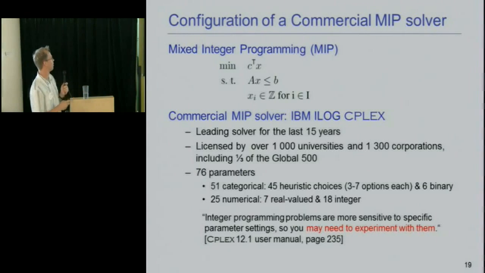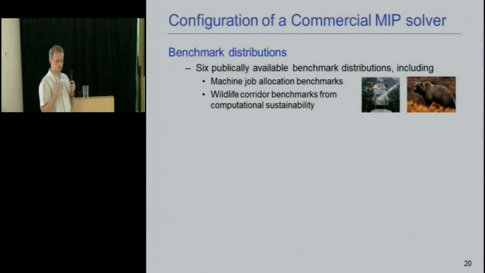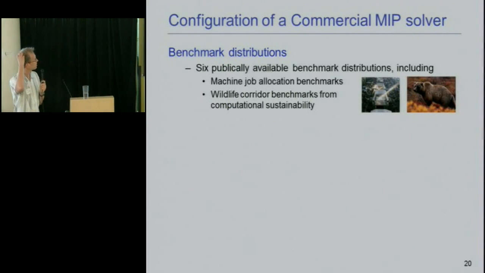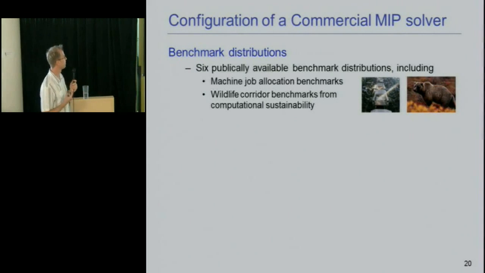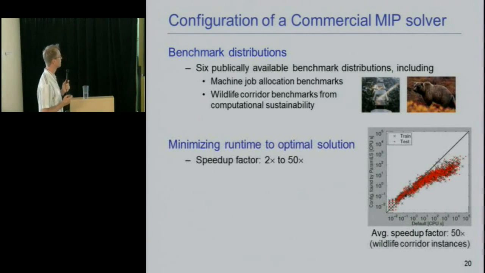So there are over 50 categorical parameters. The space is even bigger, 10 to the 47 configurations. And we're going to optimize in that space. We use 6 different problem distributions, including industrial ones and some from computational sustainability. And first, we minimize the runtime to find the optimal solution. Got nice speedup factors, consistent, sometimes not very large, sometimes just a factor of 2 because CPLEX is actually really well tuned, much better than SPEAR was in the beginning.